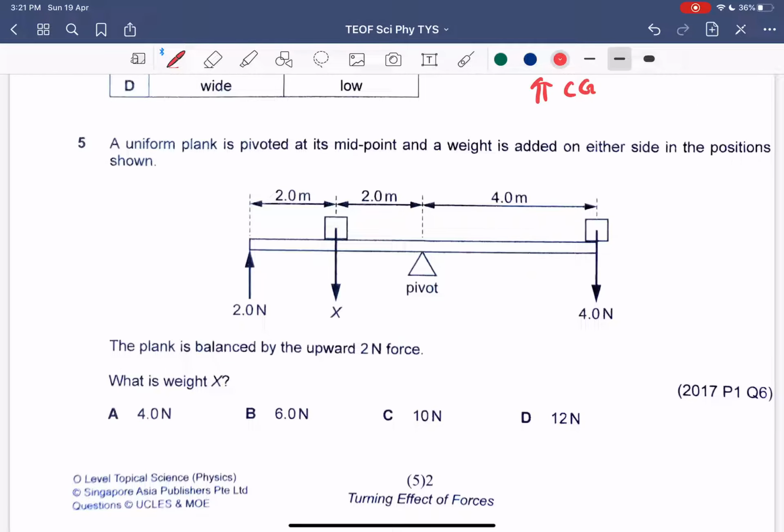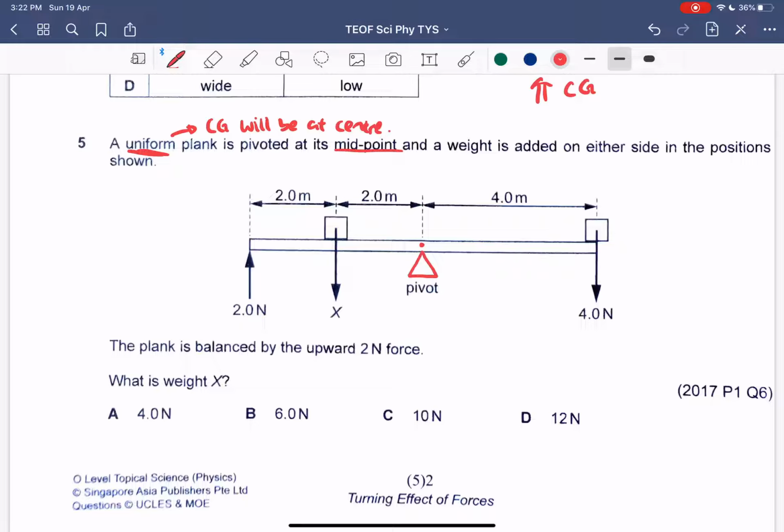Last question for MCQ. A uniform plank is pivoted. Now the word uniform basically means that, because it's made of the same material throughout, the CG will be at the center. So if it's 1 meter long, it will be at the 50 cm mark. Now it's pivoted at the midpoint, and weight is added on either side in the positions shown. Since this plank is pivoted at the midpoint, its weight also acts from the middle, right? So will the weight create a moment about this pivot?